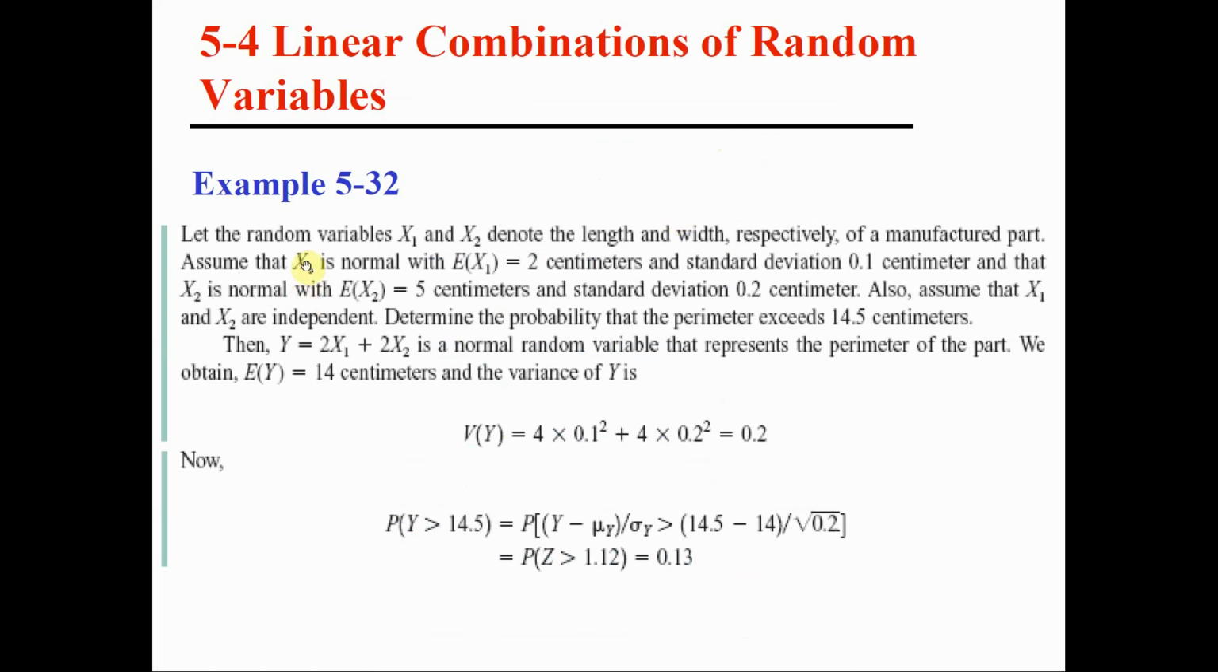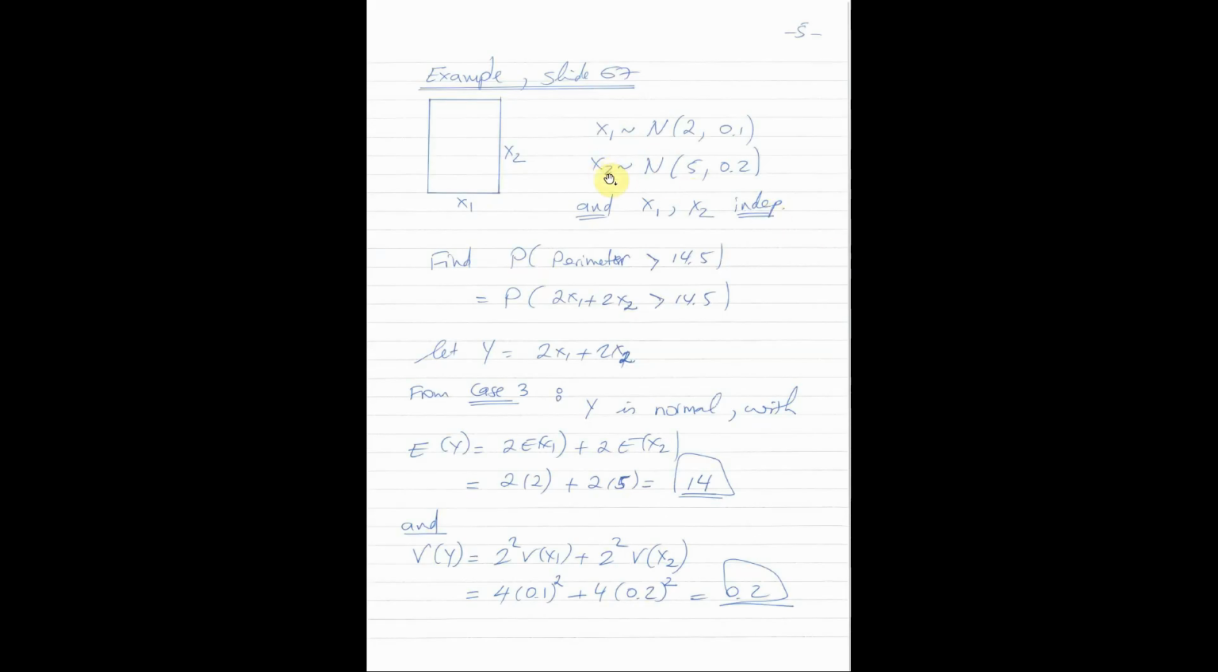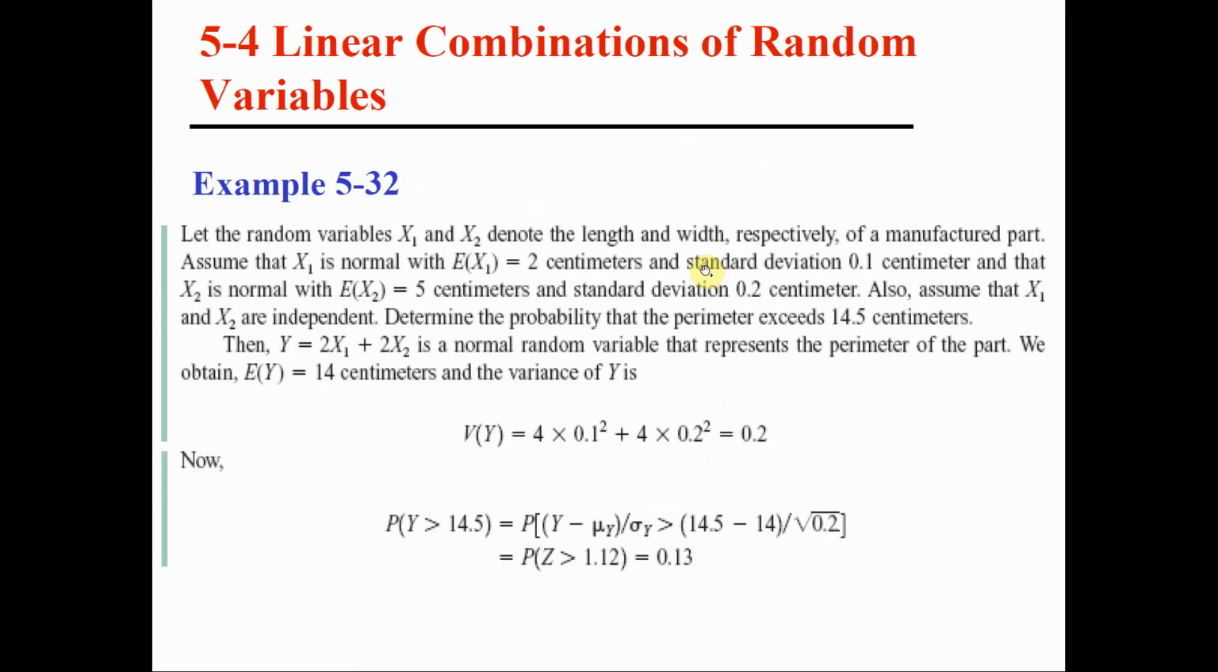So you see here, x1 is a normal distribution with an expectation of 2 and the standard deviation equals 0.1. And it's also given to us that x2 is also a normal variable with expectation 5 and standard deviation 0.2. So again, x1 is a normal variable with mean mu x1 and standard deviation sigma x1, 0.1. x2 is a normal variable, with mu x2 and sigma x2. So the mean of x2 is equal to 5 and the standard deviation of x2 is equal to 0.2. In addition to this, the question says that x1 and x2 are independent.